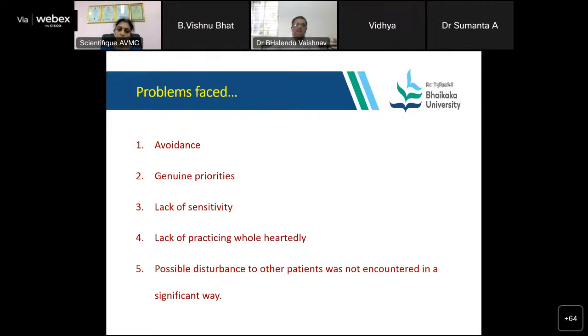Third was that people were not very sensitive. The heart was not coming in front. I mean, people were so close that they said, okay, it's a practice, let us do it. And therefore, lack of practicing wholeheartedly. These still remain with changing staff and other things. Every time we have to train them again and again and convey.